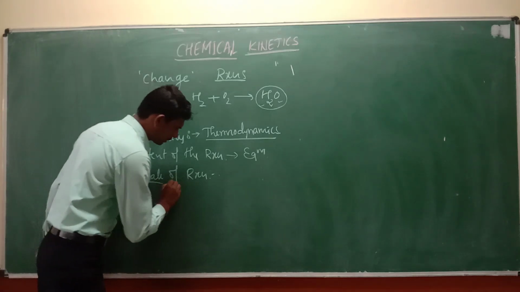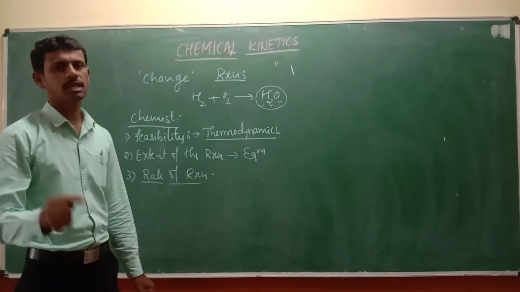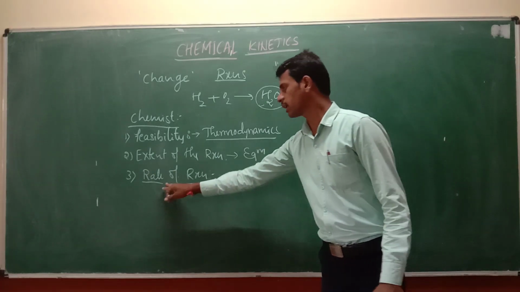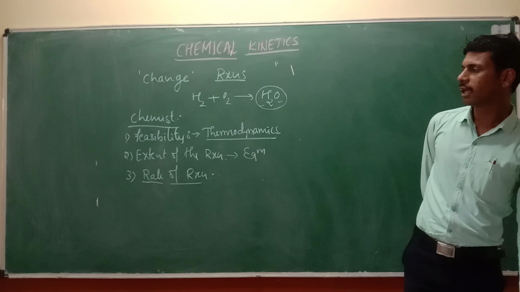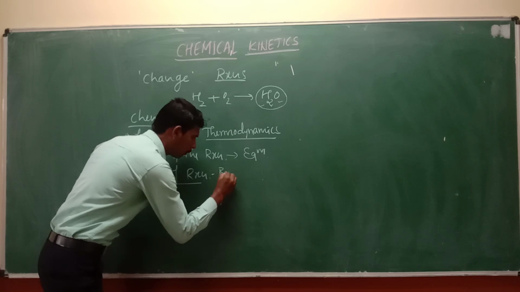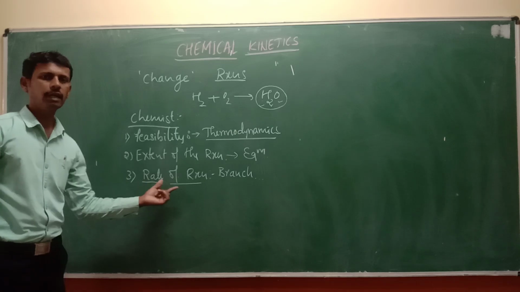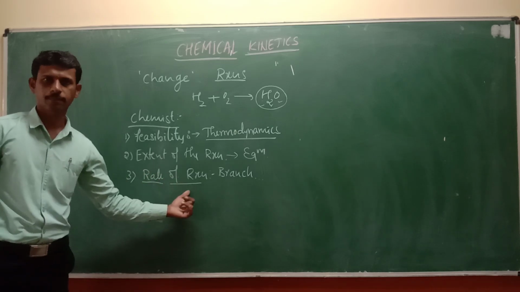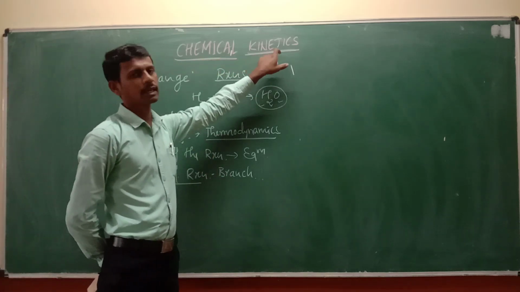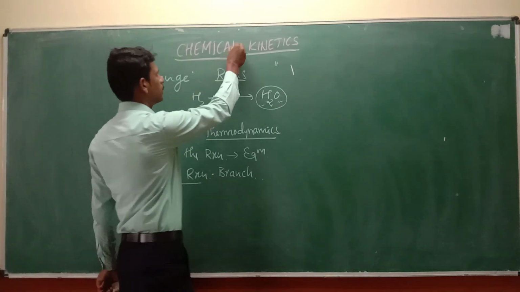Therefore, the reaction is feasible and will be completed in a particular time, but it is necessary to study the rate of the reaction. It is necessary to find the rate of reaction. Therefore, in chemistry there is one branch that studies the rate of reaction and its mechanism. That branch we call chemical kinetics.